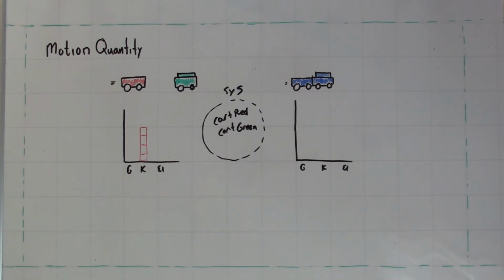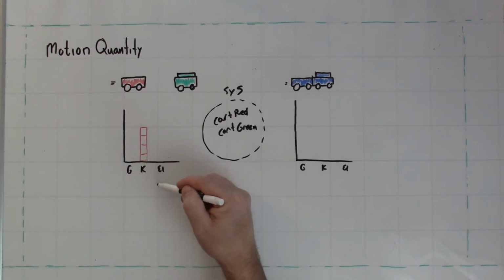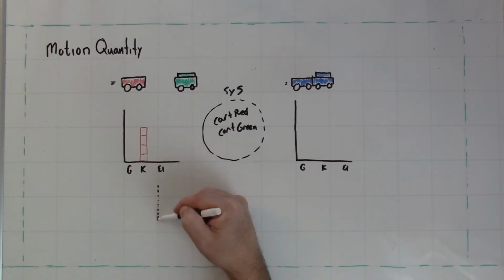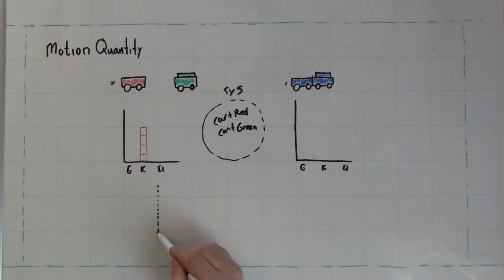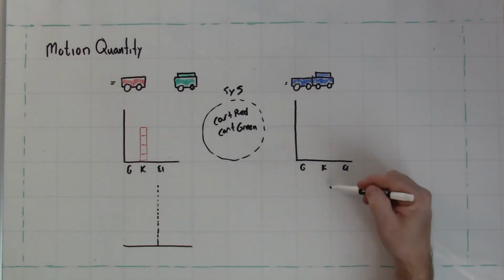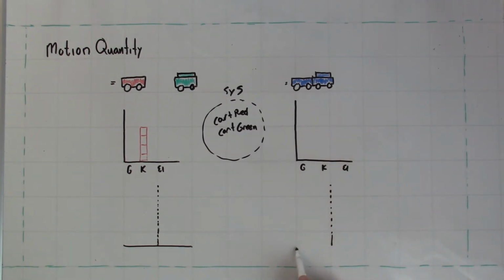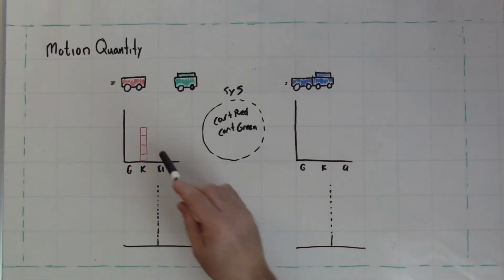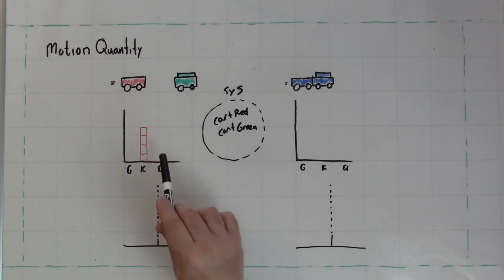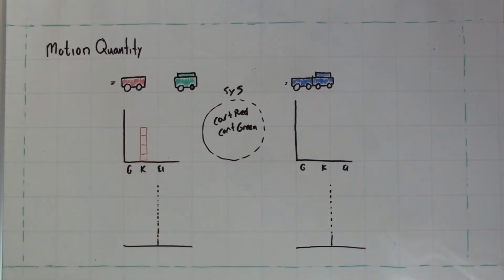So let's look at our motion chart again. In essence, this motion chart down here is a bar graph, but instead of the bars being vertical, like the energy bar graphs, our bars here are horizontal. So, let's put some masses on these bad boys so we can see what's happening.